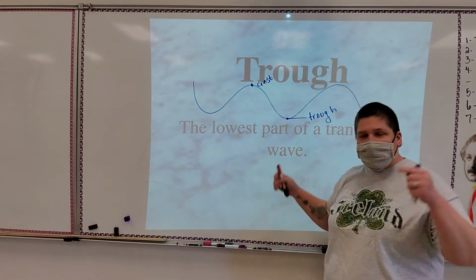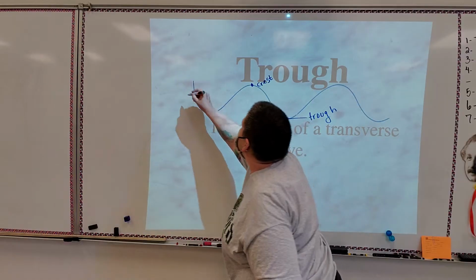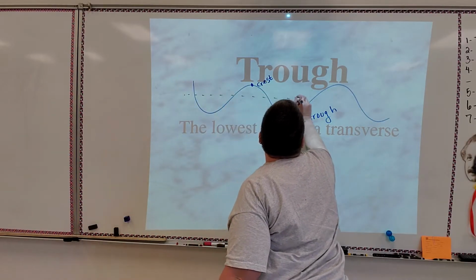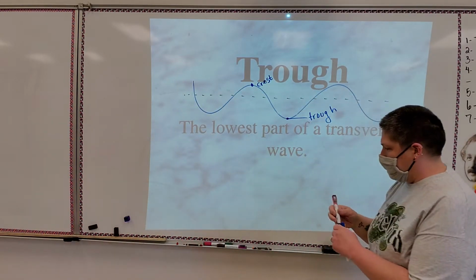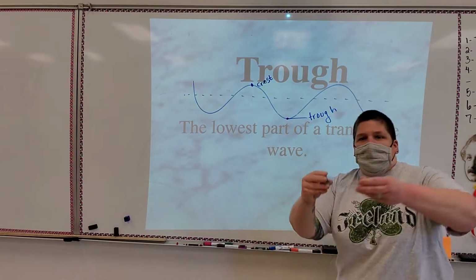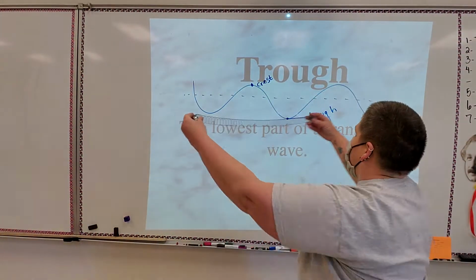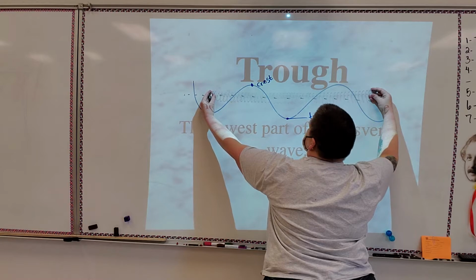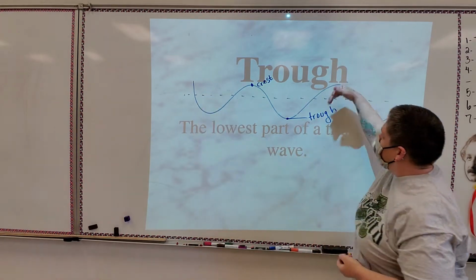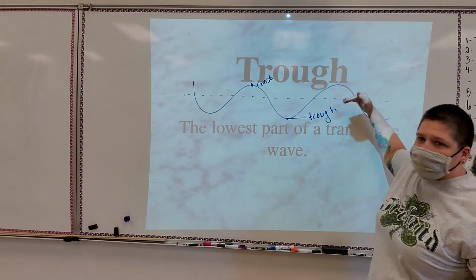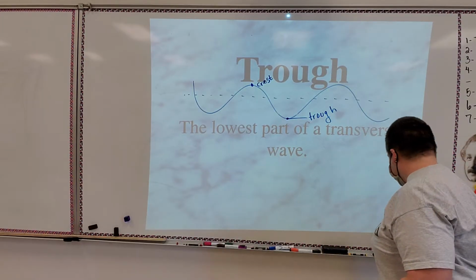Now, just to kind of get it in our heads where we start from, I'm going to make this dotted line. And this dotted line right here represents our medium, in this case, our slinky, at rest. And here comes the wave, right? So here's my crest, here's my trough, here's my point of rest. All right.